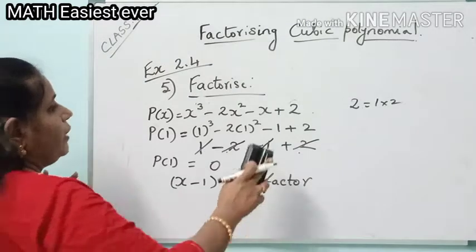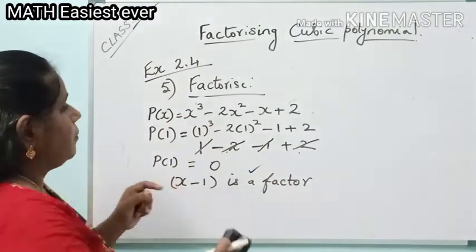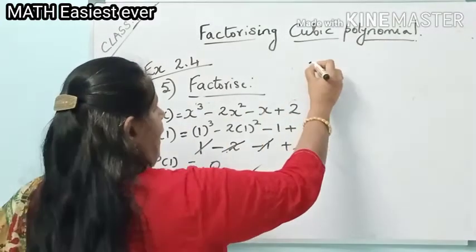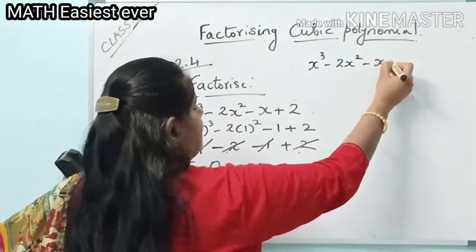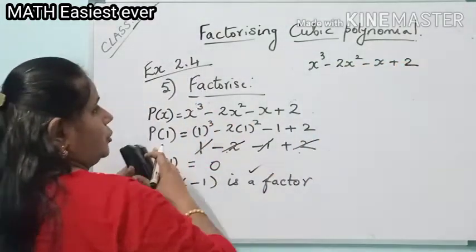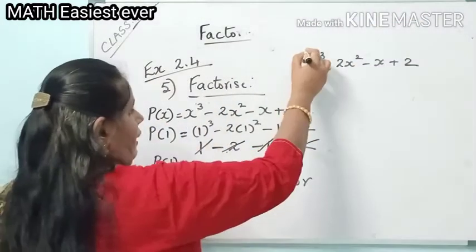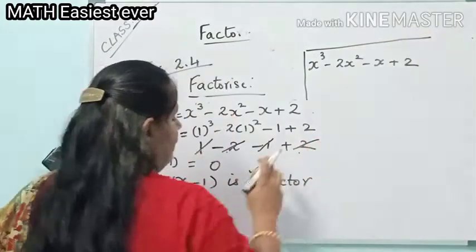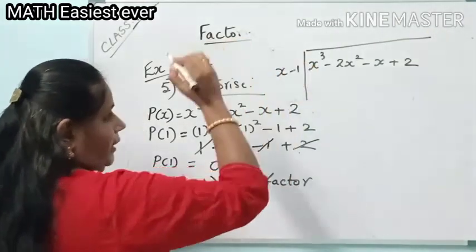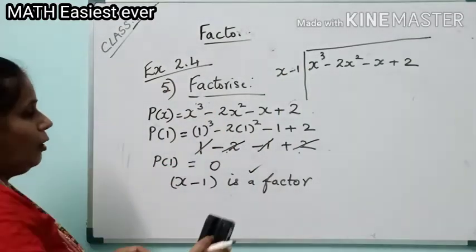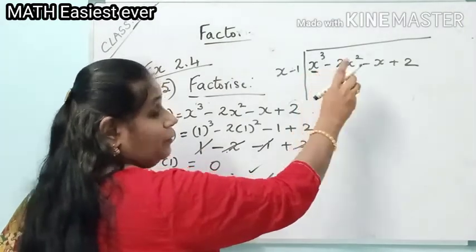And now we are going to do the long division of this polynomial. What is this polynomial? X cube minus 2x square minus x plus 2. Now we are going to do the long division of this polynomial, dividing it with the factor x minus 1. So take it and divide it with x minus 1. How do you divide it? Long division method. For this, take the first term of this polynomial.